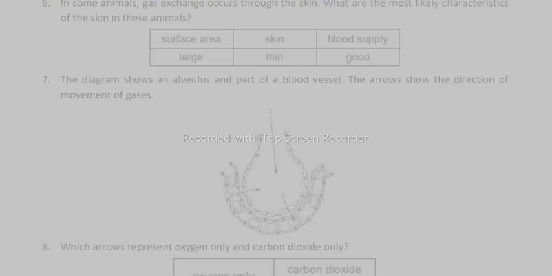6. In some animals, gas exchange occurs through the skin. What are the most likely characteristics of the skin in these animals? 7. The diagram shows an alveolus and part of a blood vessel. The arrows show the direction of movement of gases.